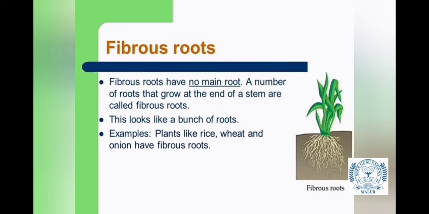So now let us see what fibrous roots are. Fibrous roots have no main root. A number of roots that grow at the end of the stem are called fibrous roots, like the roots present under the ground. That is fibrous root. This looks like a bunch of roots. Examples: plants like rice, wheat and onion have fibrous roots. So they have many roots.